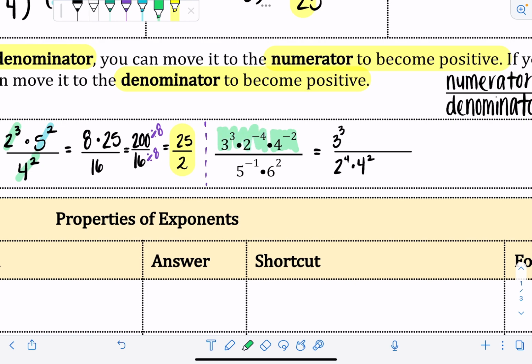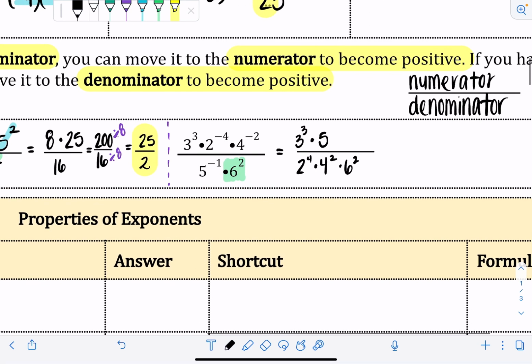So now we just have to worry about what's in the denominator, and some of it will move and some of it won't. So the first thing in the denominator is the 5 to the negative first power. That has a negative exponent, so it's going to move upward. So I'm going to do times 5 to the first power. And it's positive 1 now, and 5 to the first power just means 5. So when you have just a 1 exponent, you don't need to write it, so we can technically take that off. And then next we have this 6 to the second power, which the 2 is positive, so it's going to stay in the same spot. It's going to stay in the denominator.